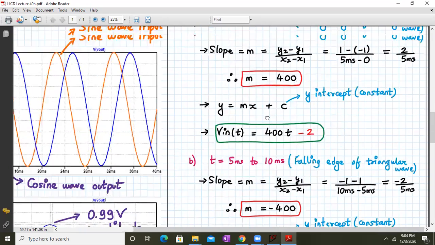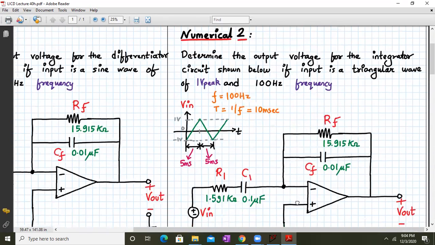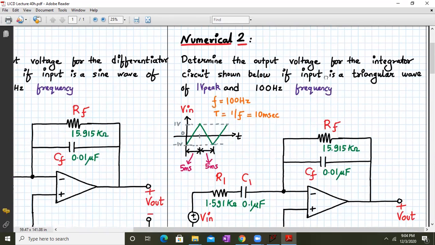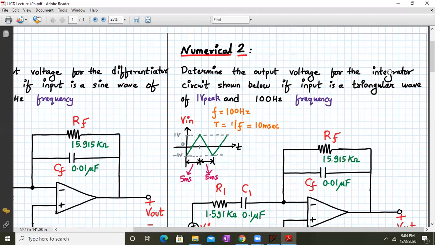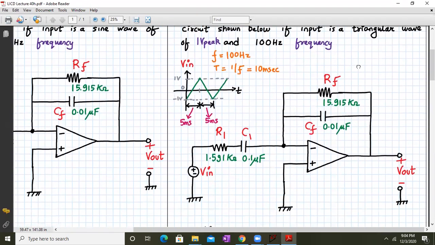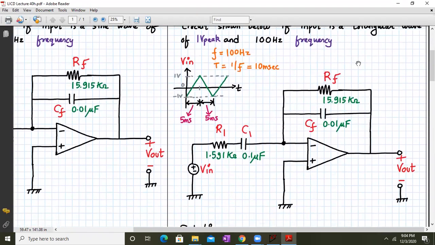Now let us move on to the second design. The second numerical says determine the output voltage for the, actually it's a differentiator, the statement is wrong. So determine the output voltage for the differentiator circuit shown below if the input is a triangular wave of 1 volt peak value and 100 hertz frequency. We have been given a triangular wave whose peak value is 1 volt, and here the frequency is 100 hertz.